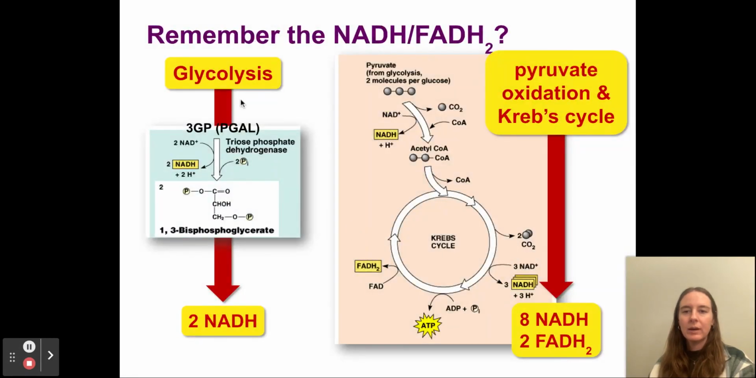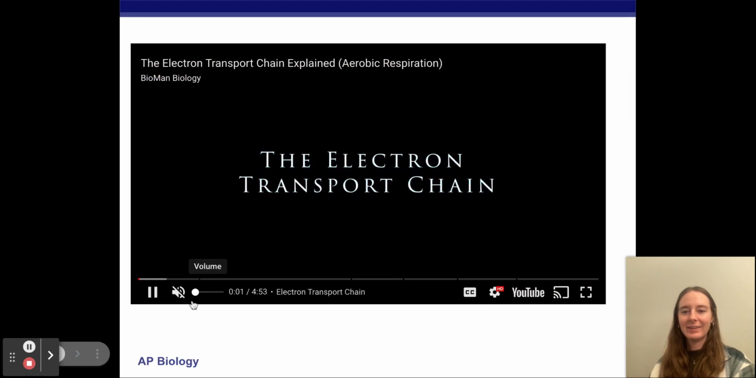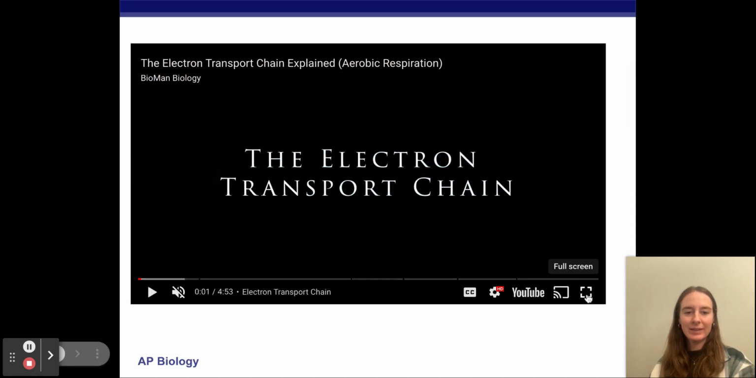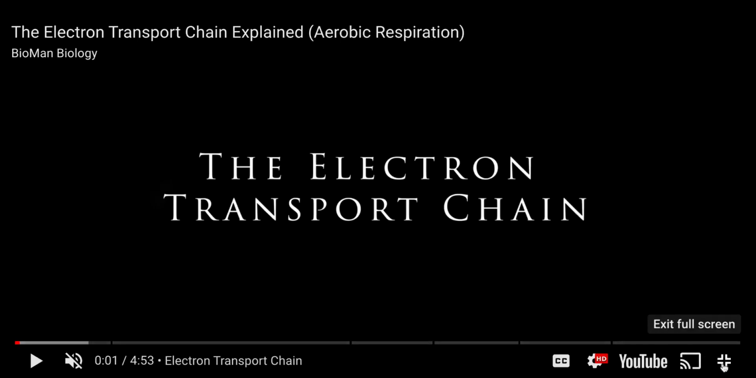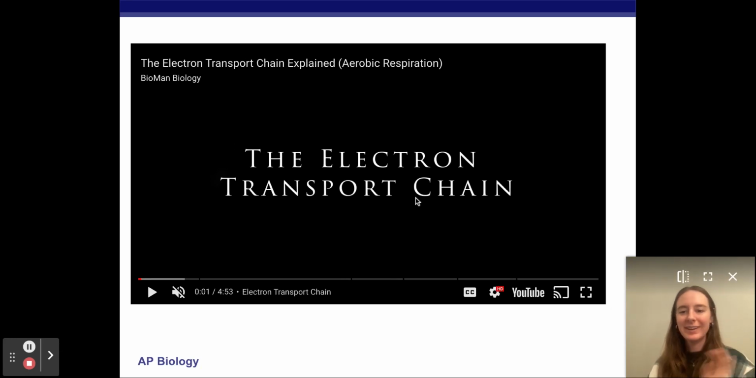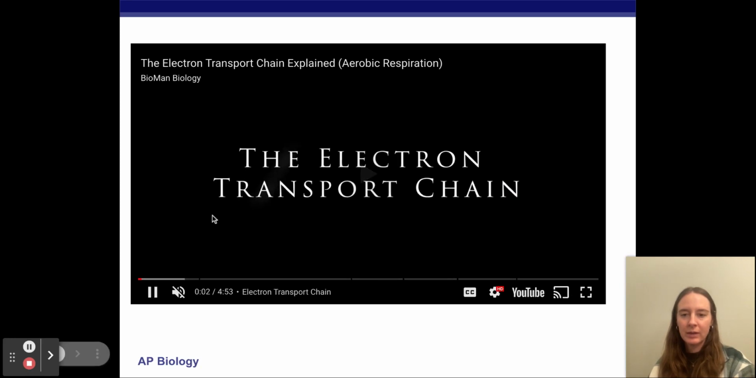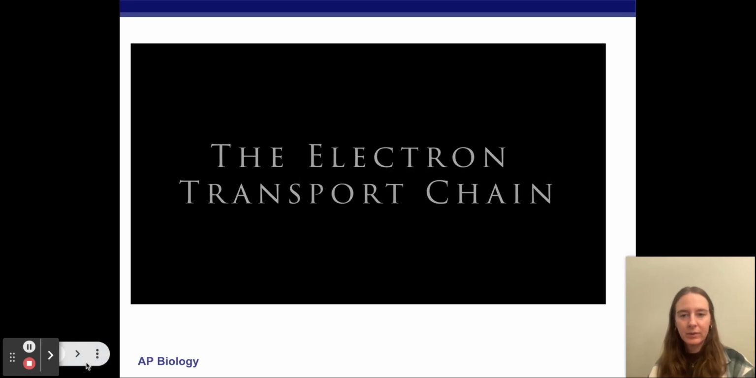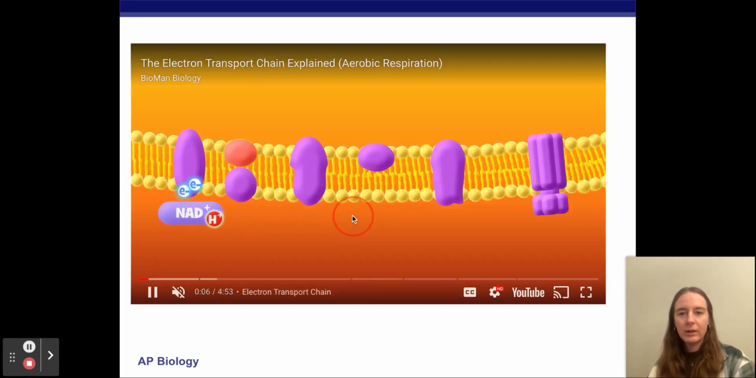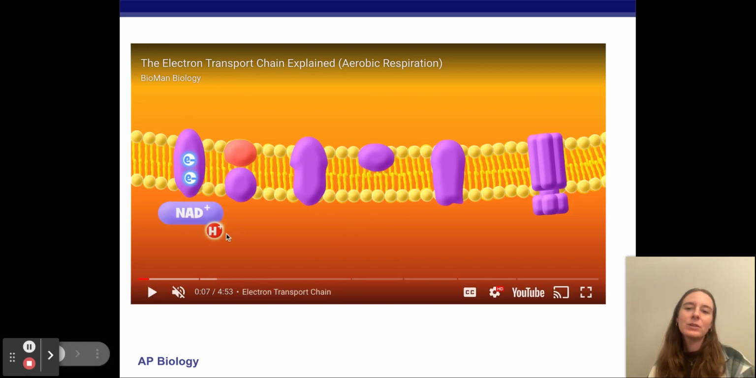Okay. So those NADHs and FADH2s from glycolysis, the 2 that are made in glycolysis, the 8 NADHs and the 2 FADH2s from pyruvate oxidation and the Krebs cycle, will now be cashed in. And in order for me to explain this, I'm going to show you this video here, and it's going to help you visualize what is happening in the electron transport chain. So what is happening here? Well, that's sort of fast. Okay, so where are we?